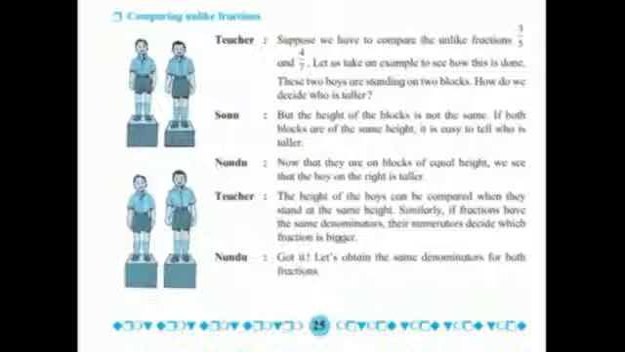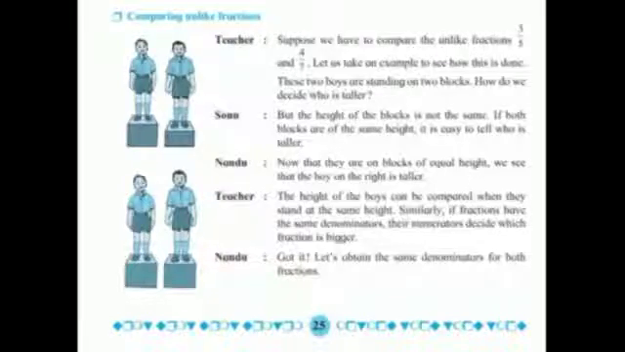So to do the comparison we have to find out how to compare them. For that let us look at one example. These two boys are standing on two blocks. You can see in the picture the two boys are standing on two different blocks. Okay. How do we decide who is taller? How are we going to decide which one is taller?